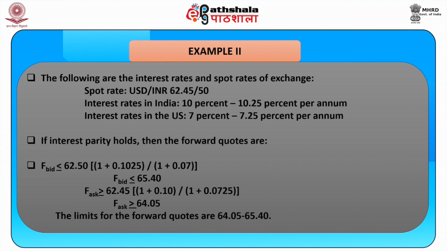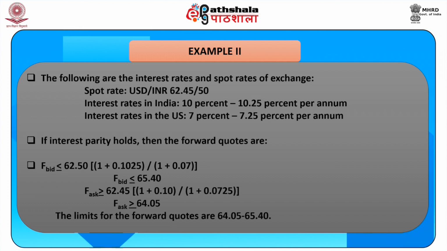The solution is forward bid is less than or equal to 62.50 within bracket 1 plus 0.1025 bracket close divided by bracket 1 plus 0.07 bracket close. That is, forward bid is less than or equal to 65.40.